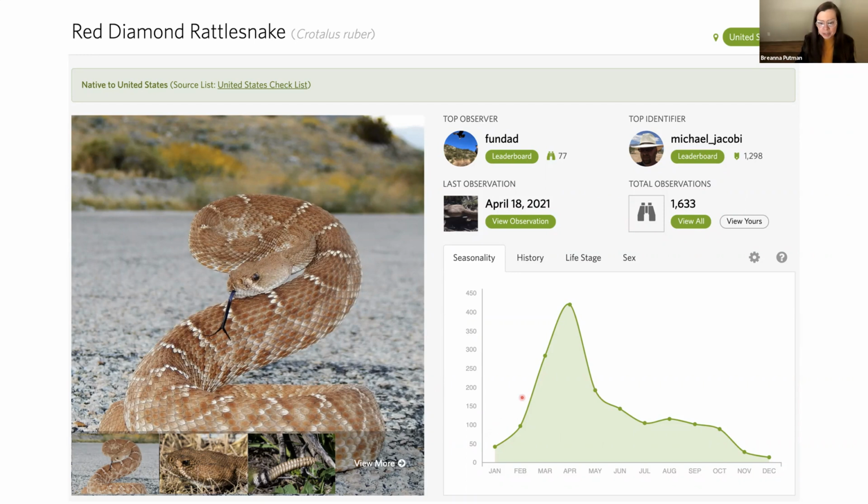You can see this graph here. This shows the number of iNaturalist observations that were submitted over the course of a year. So we can see that red diamond rattlesnakes are most likely to be observed in the spring and not really observed in the winter. So we can get data on activity times. So when are organisms most likely to be active and observed? And if we have multiple years worth of these data, we can then see how things are changing over time. So maybe due to climate change, these activity times are changing.